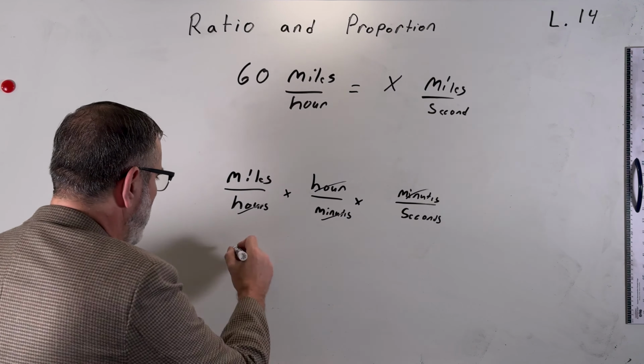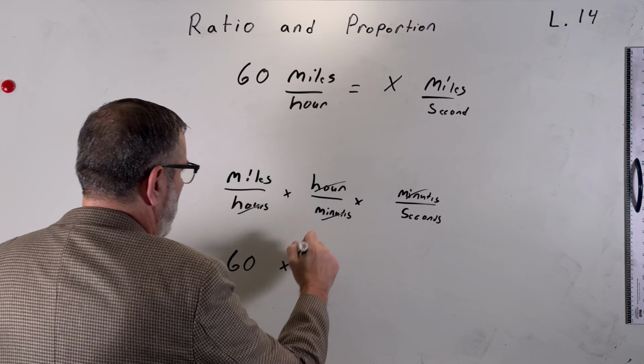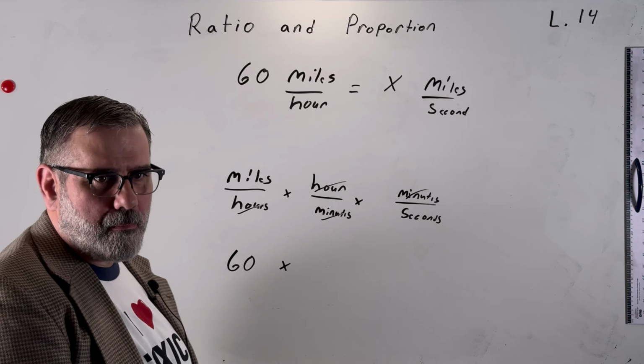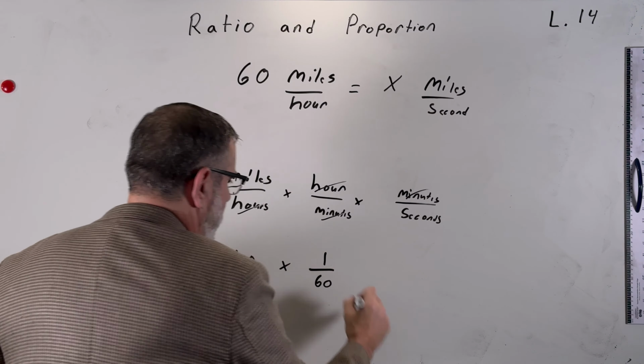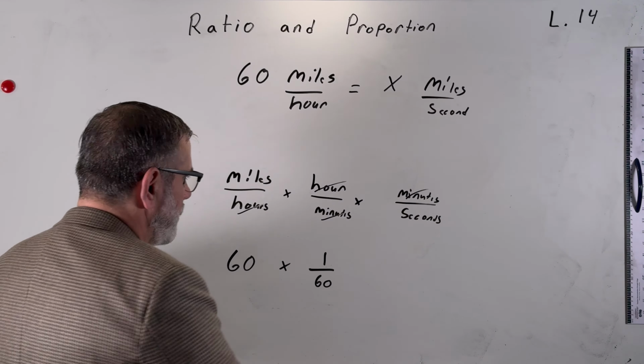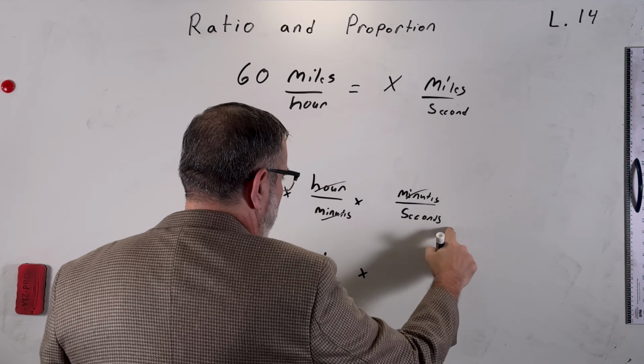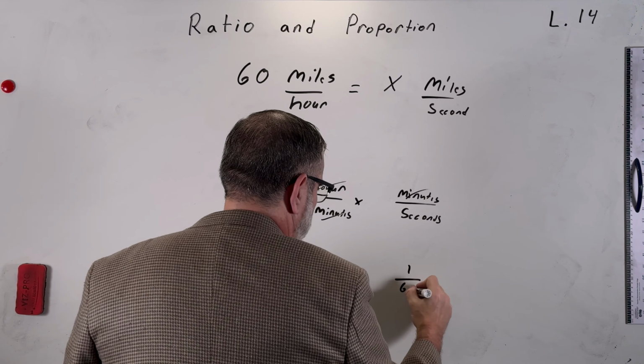So how many miles per hour? We know that's 60. How many hours per minute? Well, how many hours are there in 1 minute? Well, there's 1 hour over 60 minutes. Yes? How many minutes per second? Well, there's 1 minute over 60 seconds.